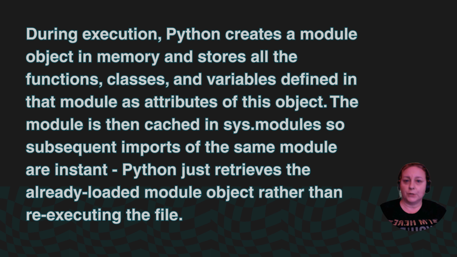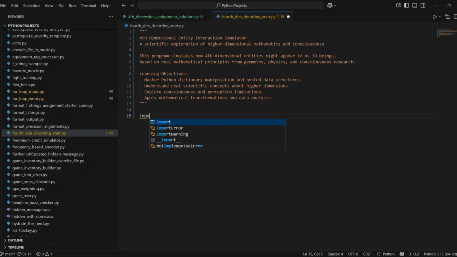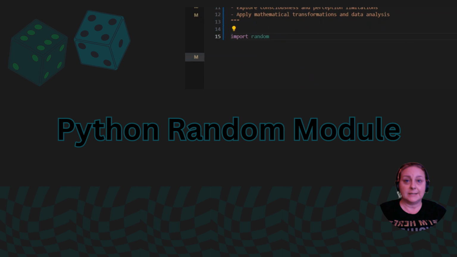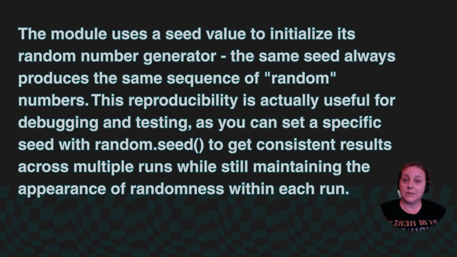So let's add our first import to our 4D simulator program. We're going to import random. We need access to the random module for our 4D simulator program because when fourth dimensional entities theoretically move through our 3D space, their behavior would appear unpredictable to us 3D beings, just like how a 3D object passing through a 2D plane would seem to randomly change shape to 2D creatures living in that plane.